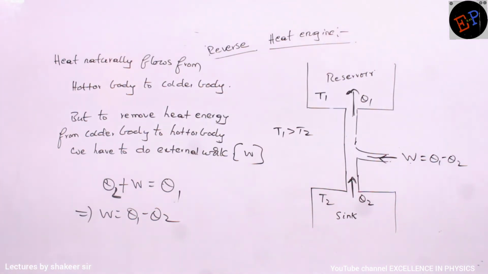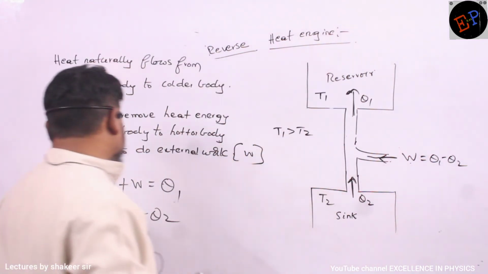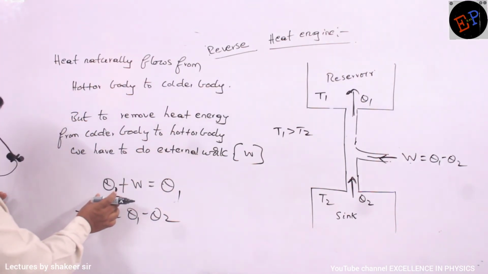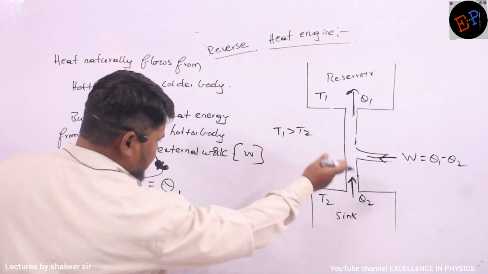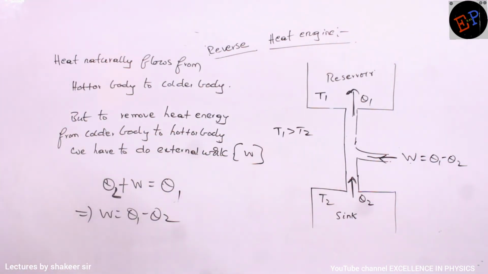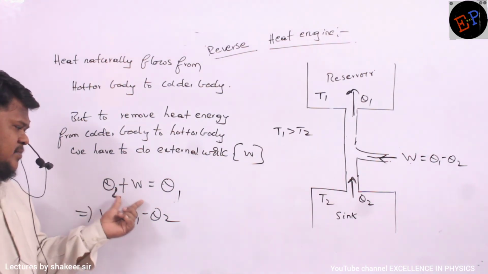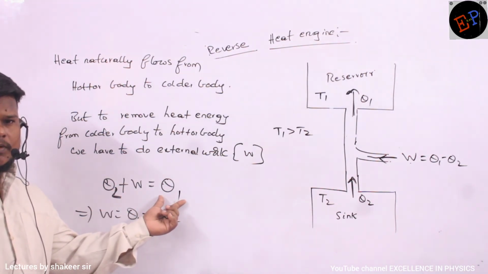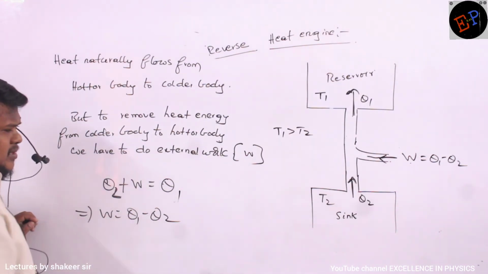Okay, ma? Now see. So see here what we have written Q2. What is Q2 here? Q2 is the energy which is taken away from the sink. What is W? External work done. So these two added up and it will give Q1. And what is Q1? Q1 is the energy which is rejected to the reservoir. Are you able to understand, ma? So therefore W is equals to Q1 minus Q2.